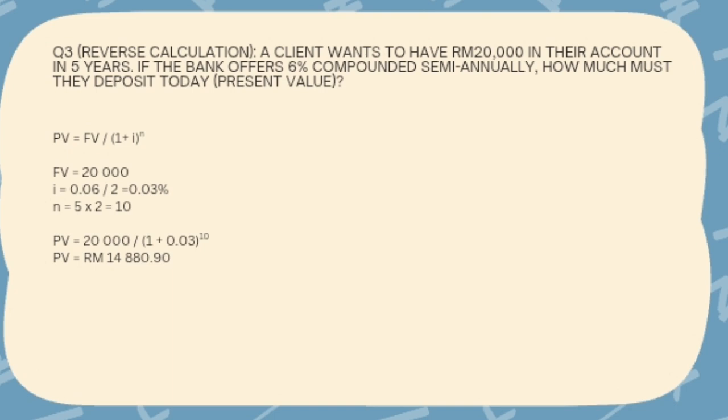For my part, I will present question 3 in topic 2, which is compound interest. For question 3, the client wants to have 20,000 in 5 years. The bank offers an interest rate of 6% compounded semi-annually. Since we are finding how much needs to be deposited today, we use the present value formula.